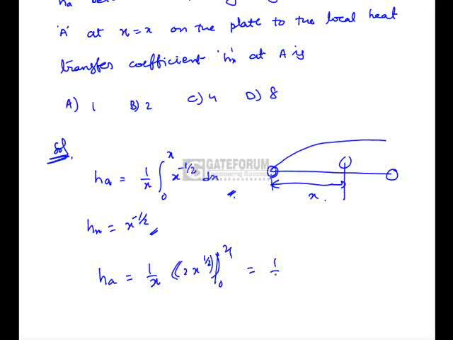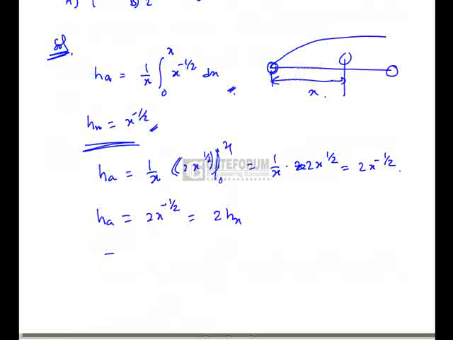So here it is equal to 1 by x, 2 into x power of 1 by 2, which is equal to 2 into x power of minus 1 by 2. So this is the average heat transfer coefficient, that is 2x power of minus 1 by 2. But we know that the local heat transfer coefficient is equal to x power of minus 1 by 2, that is 1 into hx. So here hA by hx is equal to 2. So this is the ratio of the average heat transfer coefficient to the local heat transfer coefficient at x is equal to x. So in the options, the right option is B.